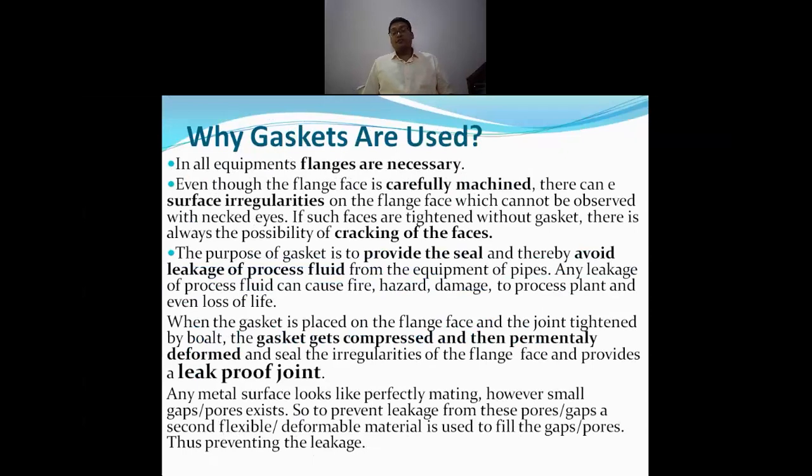In all equipment, some flanges or others are necessary, or in pipes. All our chemical equipment is connected with pipes. So in between the pipes, in between the equipment, and where the head is connected to a shell, you can use flanges. There are so many uses of flanges, and to provide a leak-proof joint, we put the gasket in between the flanges.